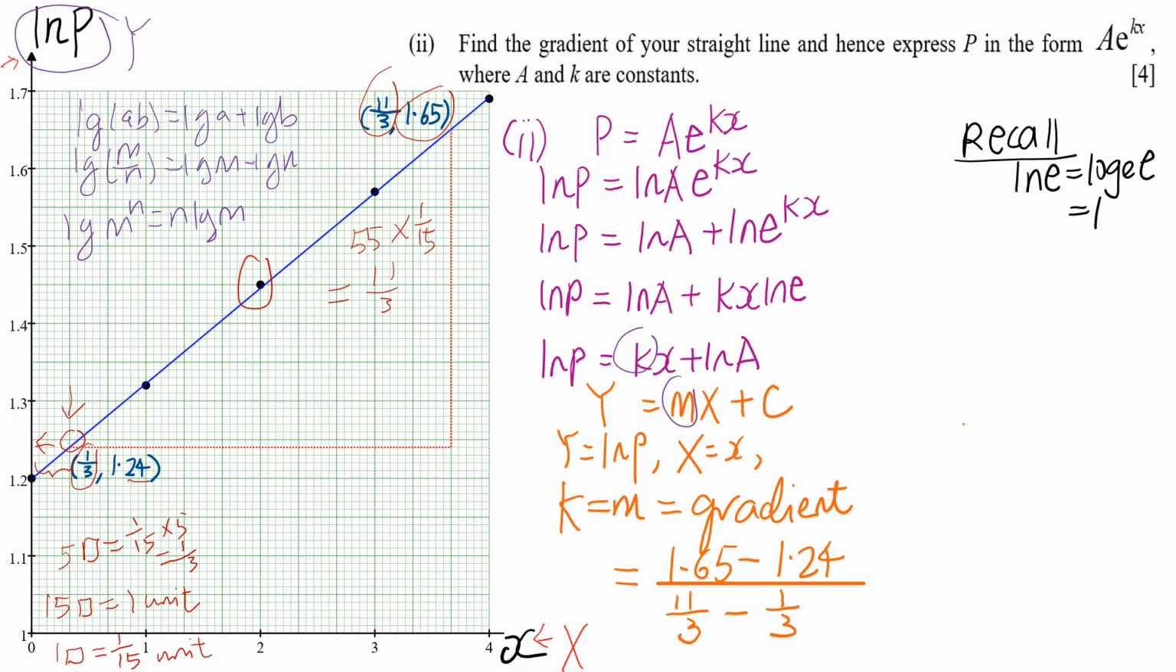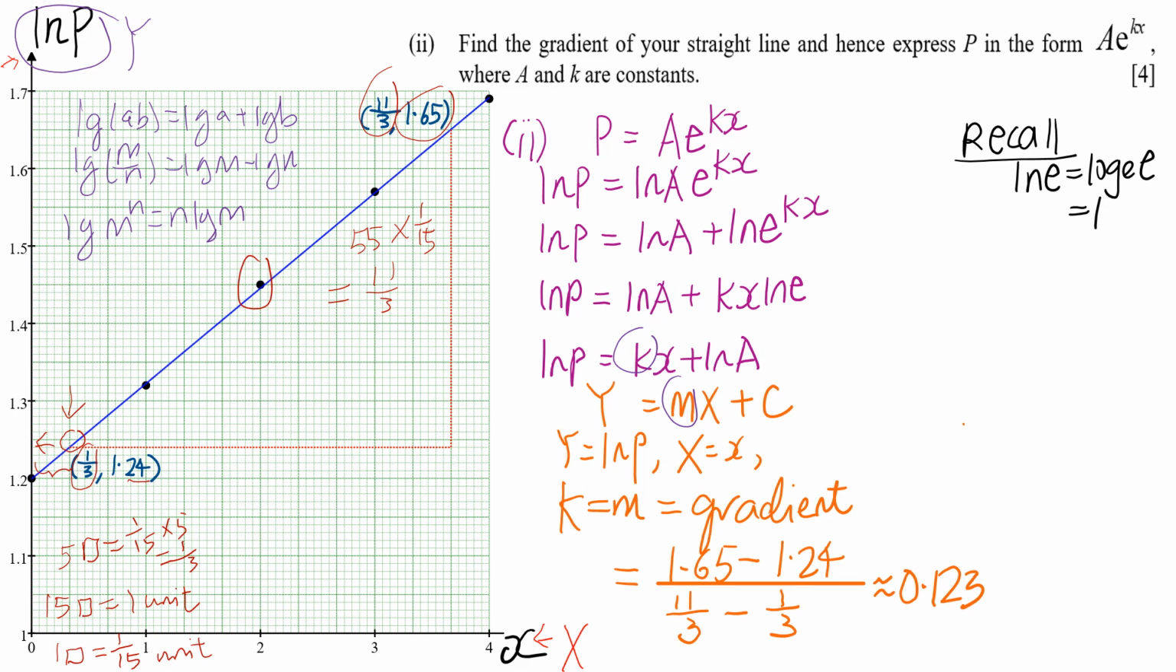Change in height over change in... rise over run. Okay, and you'll get 0.123 for the value of k. Alright, now the next thing is that I need to find the value of a. I found k already, I need to find a, right?